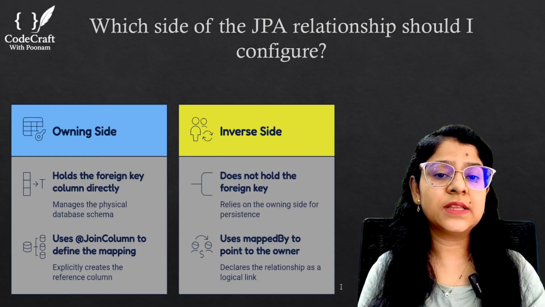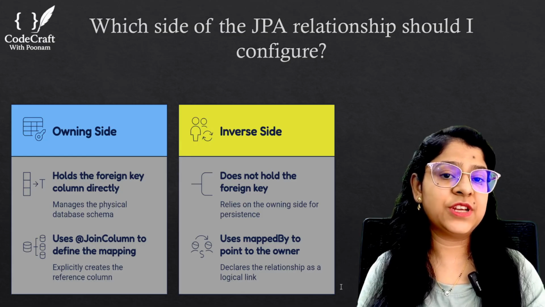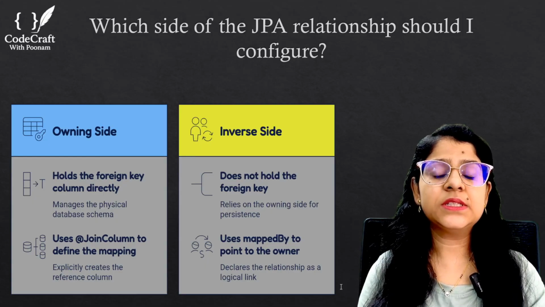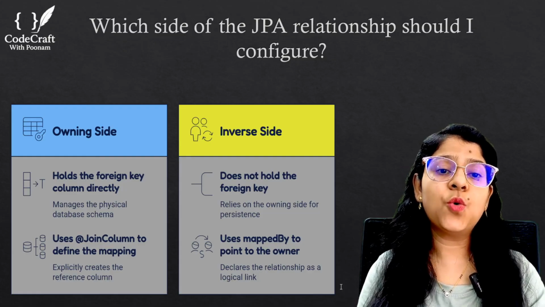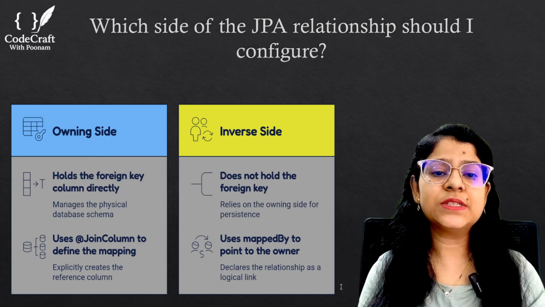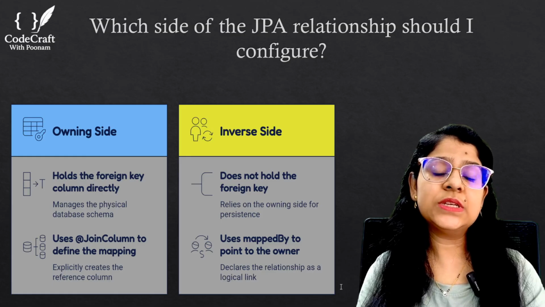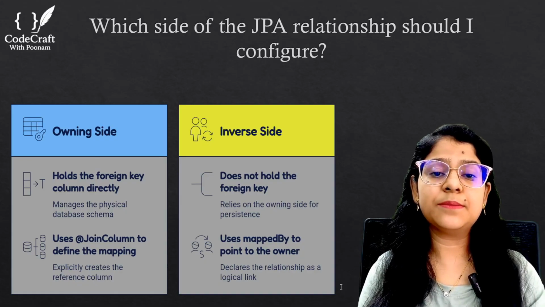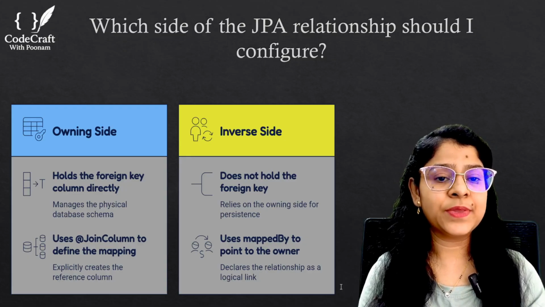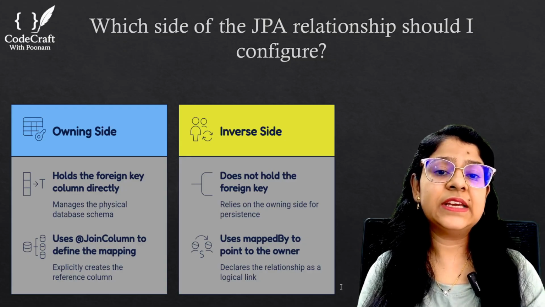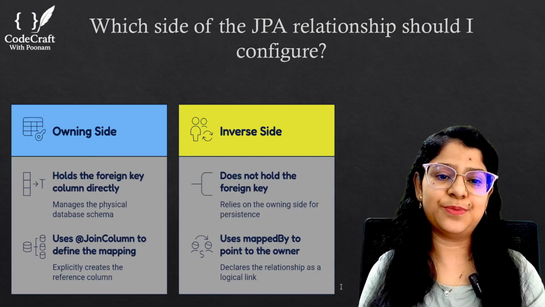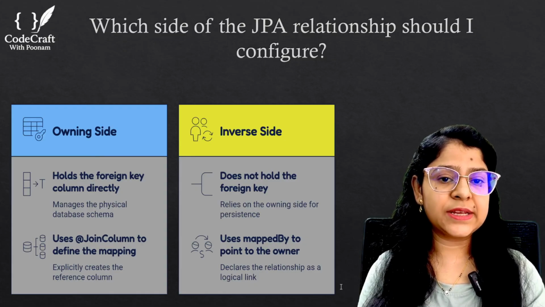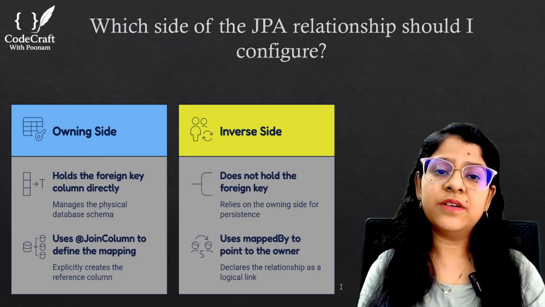And coming to the inverse side, the inverse side is nothing but our @OneToMany annotation. In our example it is category. It is the side that does not hold the foreign key. It uses mappedBy to point to the owning side field. I will explain what this mappedBy is. Here mappedBy is nothing but category, which means the category field in recipe owns this relationship. Don't worry, I will show you all this in our example. For your understanding, I am just giving you a rough idea.